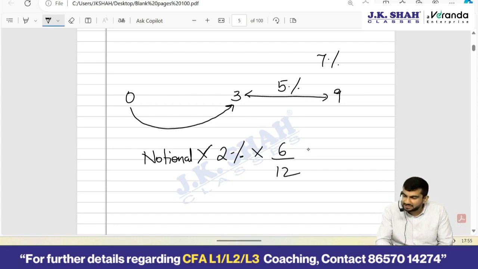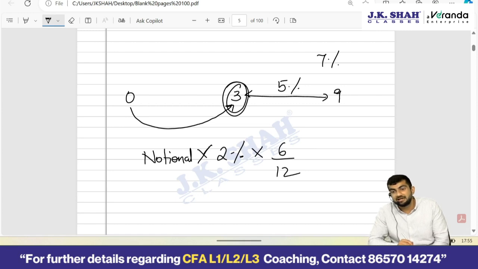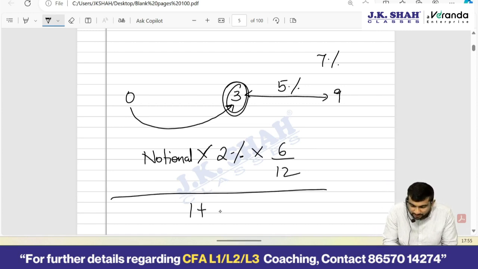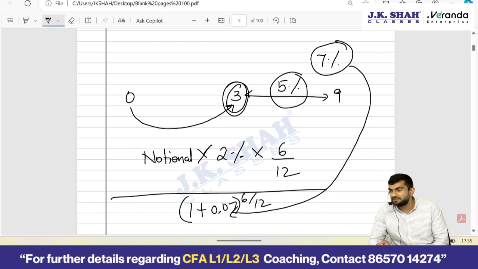Now whatever the winning amount, I will tell the counterparty that I don't want to wait till the end of 9 months. Please settle it in advance at the end of the 3rd month only. That is why we say that FRAs are advance settled. Now when you have to discount this amount, you will discount at the 5% locked in rate or the prevailing rate. The prevailing rate will have to be used for the discounting purposes, adjusted for the appropriate time period, 6 by 12, because we'll be discounting it by 6 months. Okay?